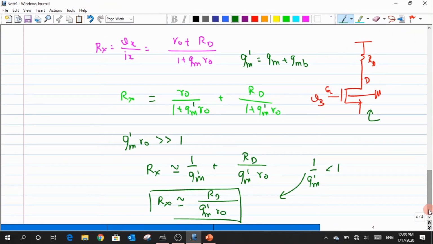Now, in the last class I stated that apart from finding the output impedance, we also have to find one more quantity. What is that quantity that we need to find?